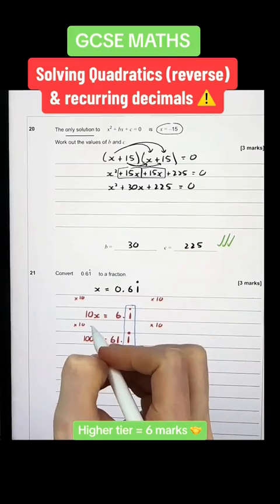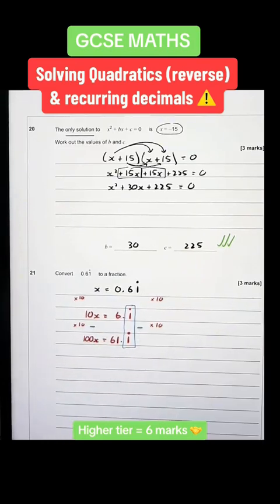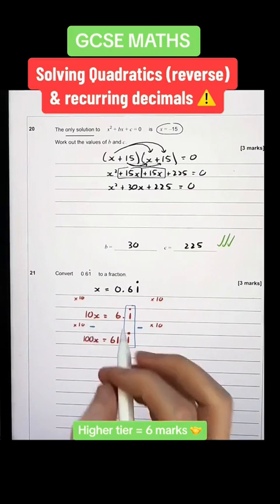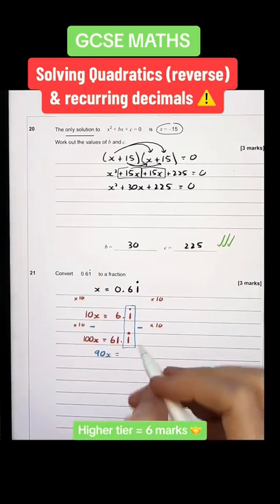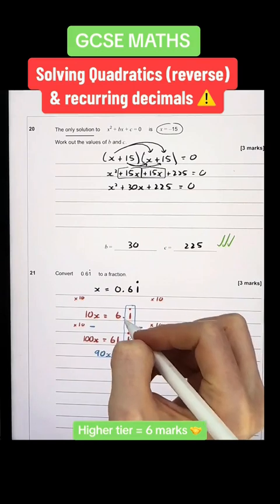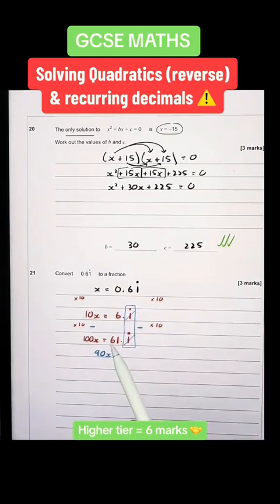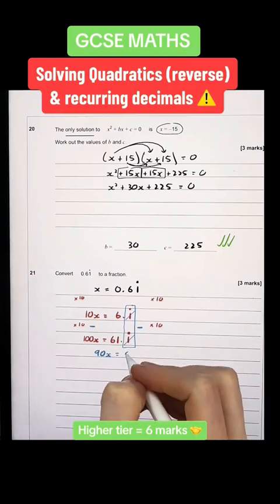I can just simply subtract the left and the right-hand side of my equation. Subtracting on the left-hand side, I know 100x subtract 10x will give us 90x. On the right-hand side, subtracting, I can see the 2 recurring parts after the decimal will simply cancel. Hence, I've just got 61 subtract 6, which gives us 55.